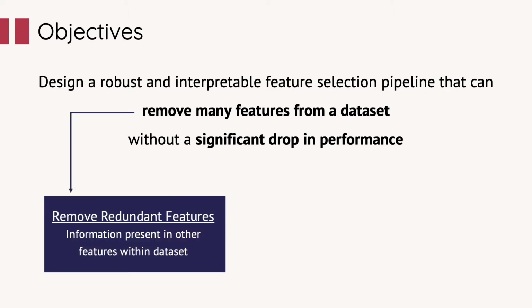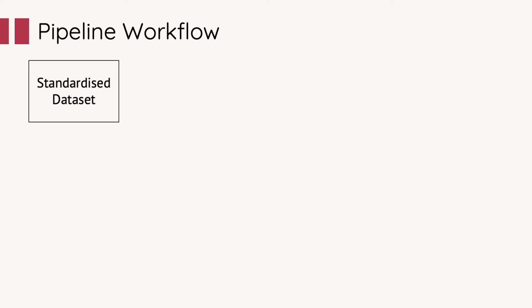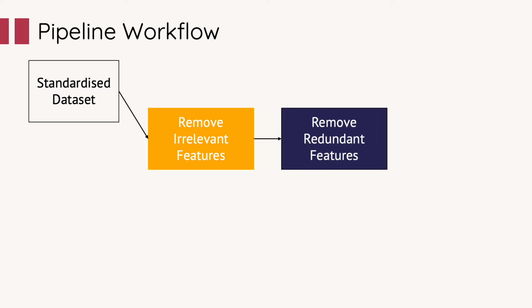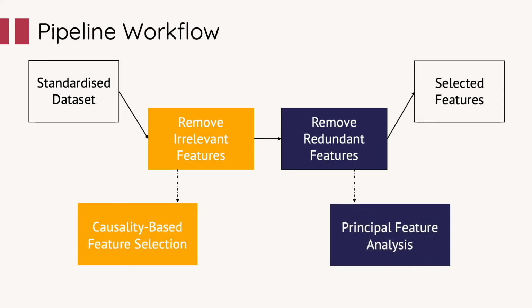Redundant features can be removed from the dataset. These features tend to have mutual information with other features. To prevent a drop in performance, we need to retain features that are relevant for the prediction of the class variable. We need to look beyond mere co-occurrences and focus on causal relationships. In our design pipeline, we first aim to remove irrelevant features and then remove redundant features from our dataset to achieve our minimal optimal feature set. Relevant features are selected through causality-based feature selection, while redundancy minimization is carried out through principal feature analysis.